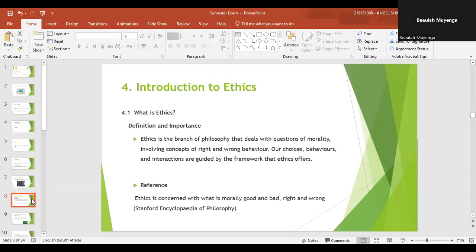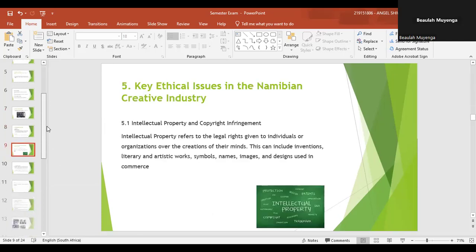What are ethics? All right, last year we spoke that it's a branch of philosophy that deals with questions of morality involving concepts of right and wrong behavior. Our choices, behaviors, and interactions are guided by the framework of ethics. Okay, here are just some key ethical issues in the Namibian creative industry.